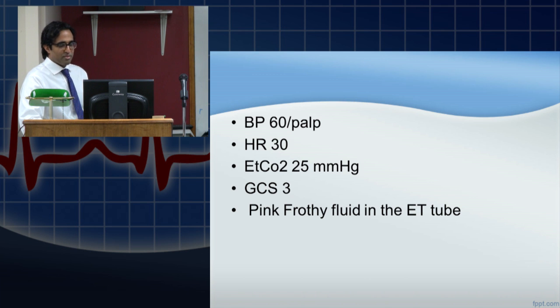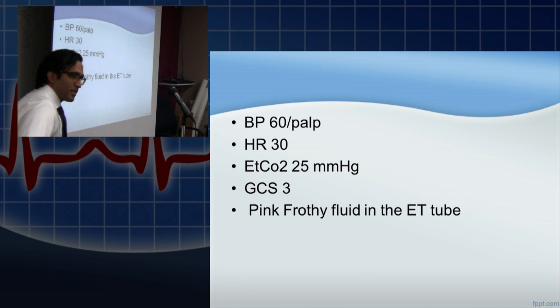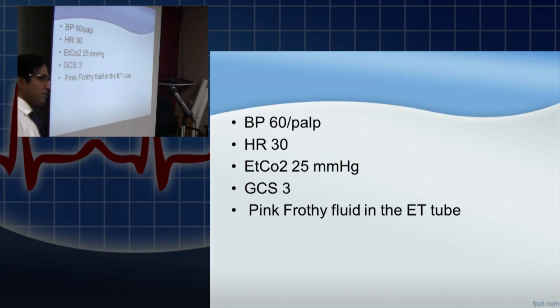Yeah, we give away the pink frothy fluid in the T-tube, right? So what are we gonna do? What are we gonna do? I mean, tell me what to do. Okay, that's one thing. Why is his end tidal volume low? Is it poor perfusion? Yeah. Right. Probably fluid. So the fluid.